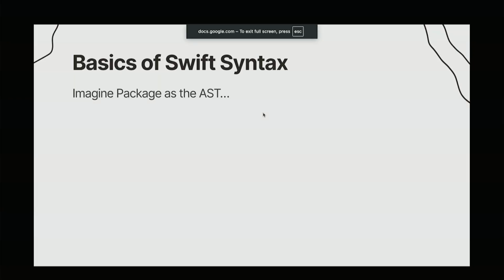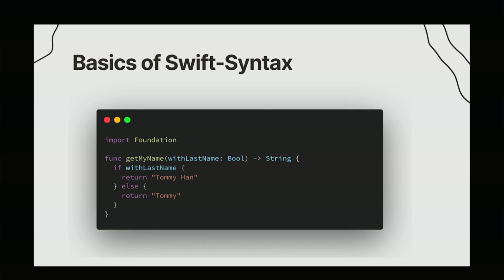So this is a very simple function. You import Foundation and get a name. If you want to have a last name, then you will return a string with Tommy Han, which is my name. And if it's false, then it will return Tommy. Very simple, right?